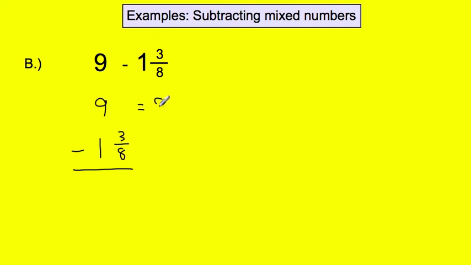So what equals 9? 8 and 1 equal 9. So it's 8, and I need to make a fraction that equals 1. And since I'm subtracting eighths, I'm just going to use eighths. So 9 equals 8 and 8/8. And then I'm going to subtract 1 and 3/8. Pretty simple at this point, right? 8 minus 3 equals 5. And then 8 minus 1 equals 7. And you should be able to recognize that 5/8 is in its simplest form by now.